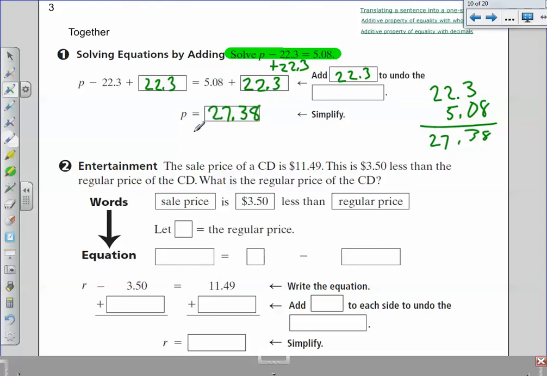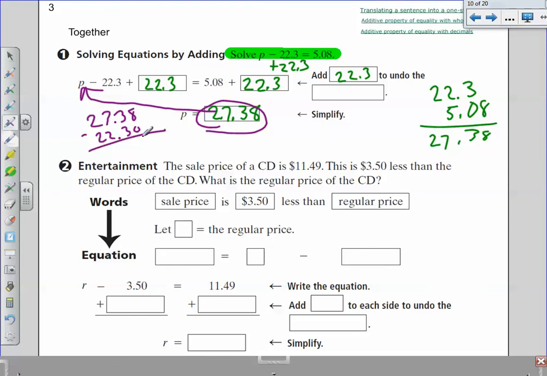Again, how do I check to solve? How do I check that this is actually the right answer? Well, I plug this number back in for p. So 27 3/800 minus 22 3/10 gives me 5 8/100, which is what we had up here, so I know I'm right.